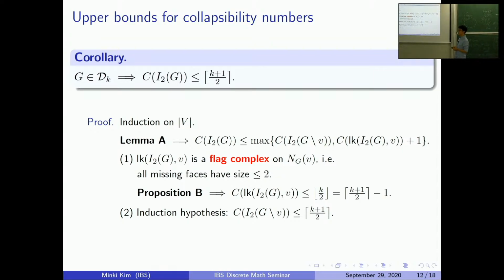I'm trying to understand the link of I_2 of G. I_2 of G is the clique complex, whose faces are cliques. So if you look at the link, the vertices in the neighborhood of v are in this link complex, and all cliques in this neighborhood are faces in the link.